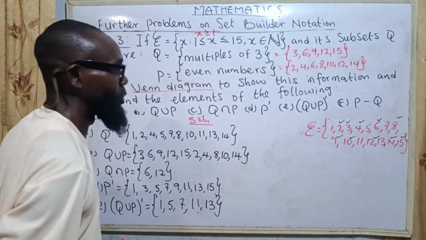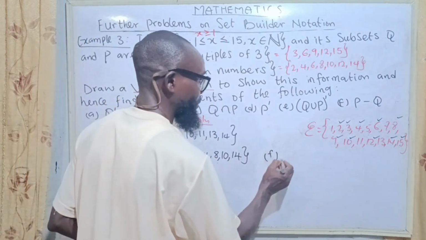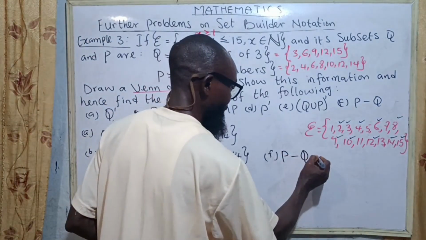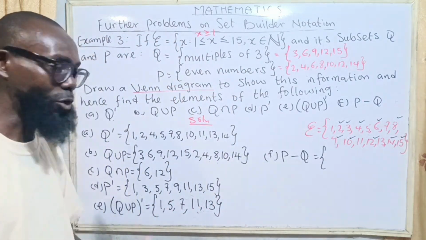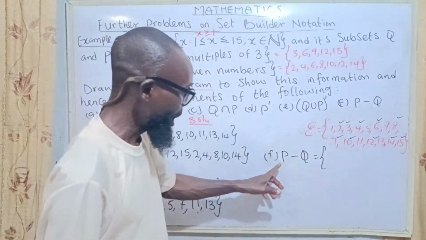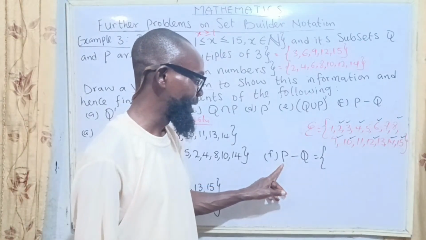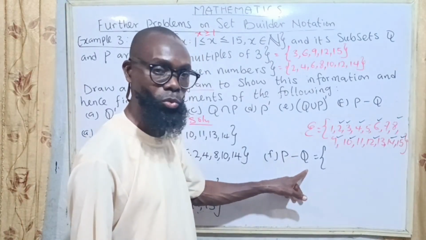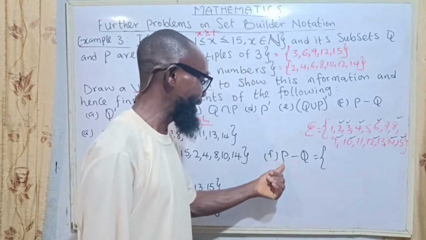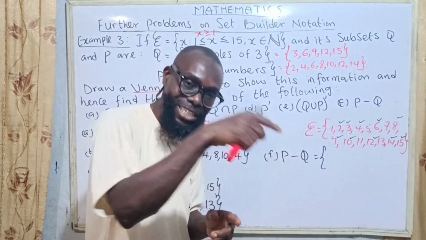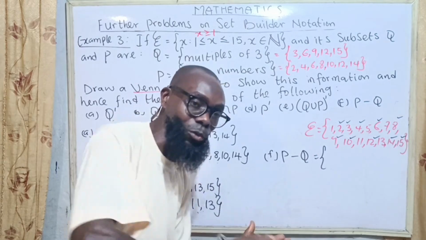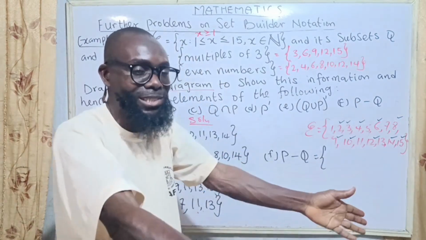The last question, F, P minus Q. This is called difference of sets. How do you go about difference of sets? It means the elements of P that can also be found in Q. When you take them away, the remaining ones in P are your answer.